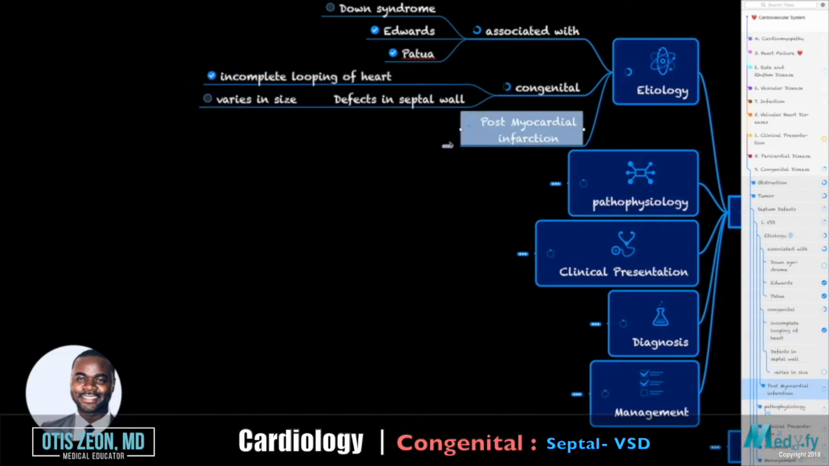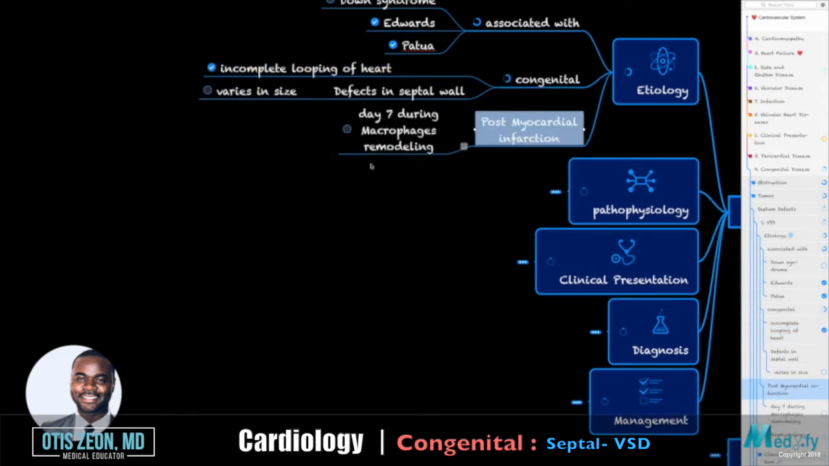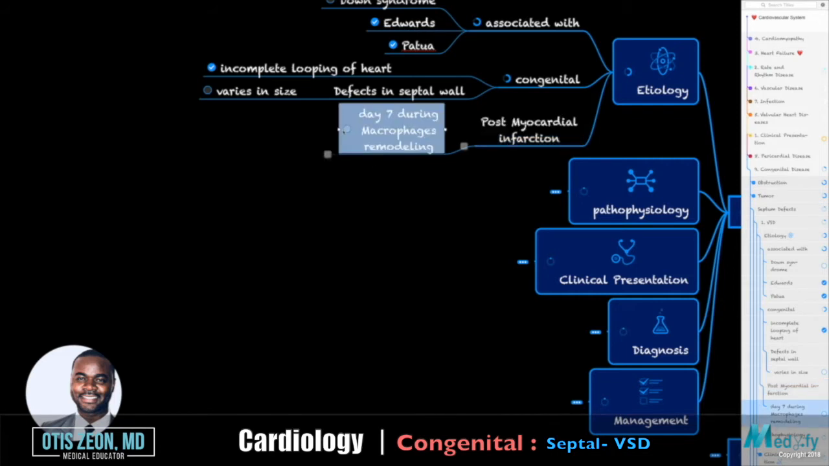Then you talk about the myocardial infarctions. So people who have myocardial infarction during the remodeling process, around day 7 or so, the septal wall can be affected, and that can lead to perforation through the septal wall, and that can lead to VSD as well. But this is not a congenital thing. This happens in older people who had an MI.